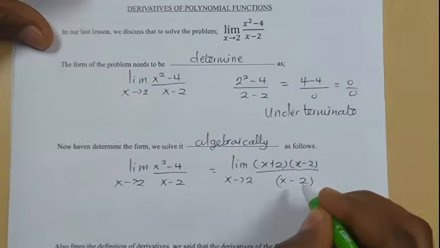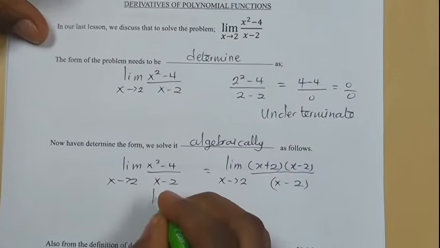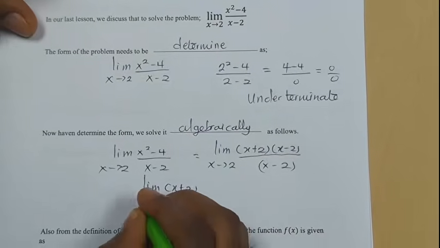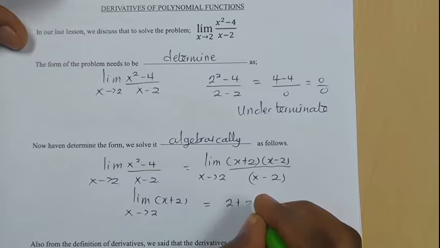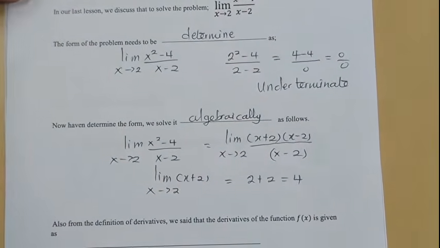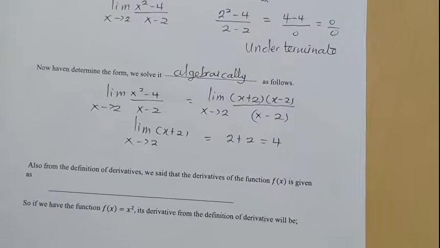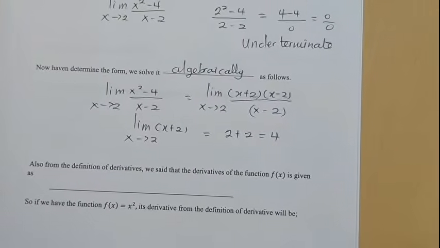So we can say that this x minus 2 can divide this x minus 2. So we are just left with the limit of x plus 2 as x approaches 2. And that will give us 2 plus 2, and that is 4. So if you are able to solve this, kudos to you, and it will help us in today's lesson. That's why I want us to go over it again.